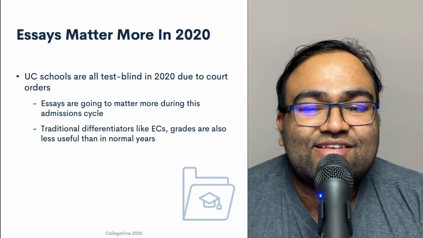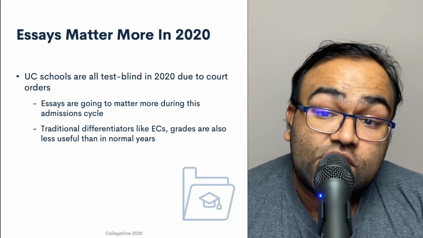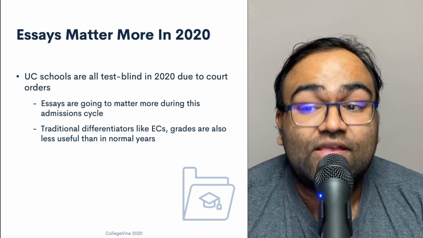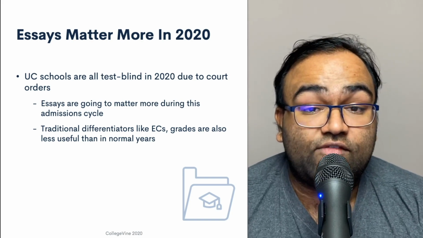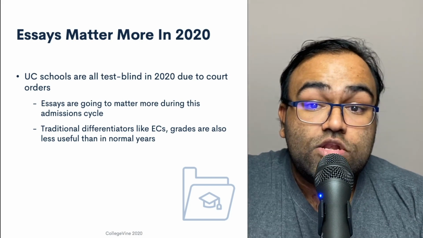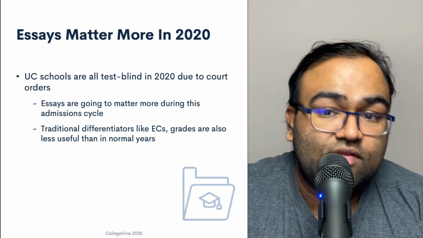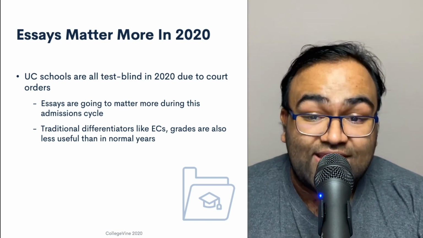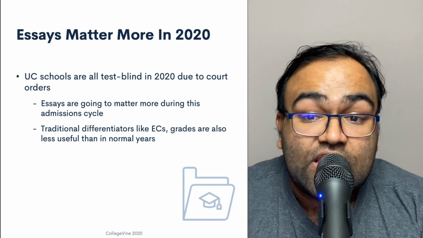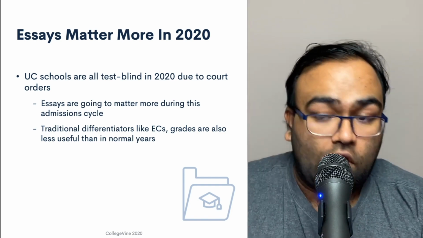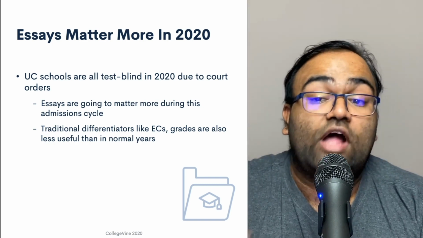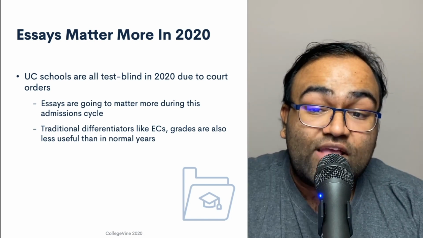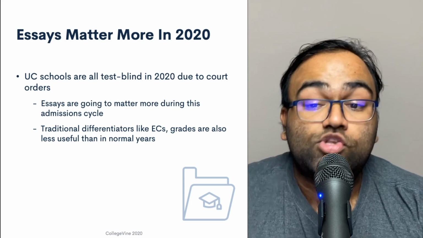But 2020 isn't just a normal year. One unique change at the University of California schools this year is that they are actually all going to be test blind in 2020 due to court orders in the state of California. Now, what test blind means is that no standardized test score, whether it's an SAT test, an AP test, a SAT subject test, an ACT, none of those standardized tests can be considered by the UC schools in the admissions process, right? It's not like Harvard or a lot of the Ivies where they've gone to test optional policies. The UC schools are test blind. And what that means is that those essays are going to be even more important during this admission cycle.